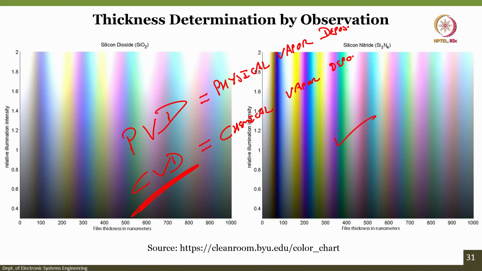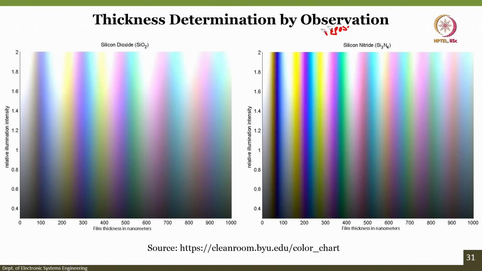You can sputter silicon nitride as well with PVD, but the rate of sputtering is extremely low. You can also sputter silicon dioxide using the sputtering technique. So, there are advantages and disadvantages of physical vapor deposition and chemical vapor deposition. We will go into detail in one of the lectures.